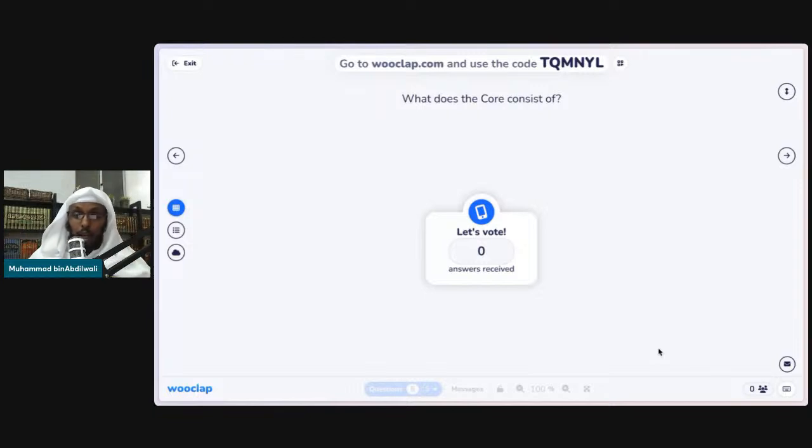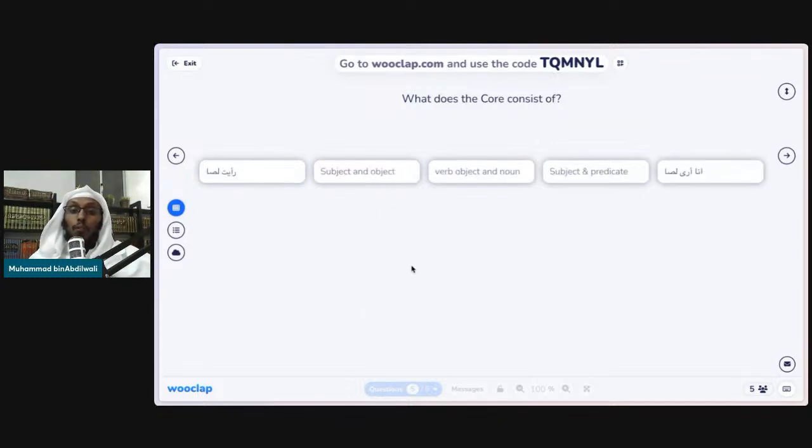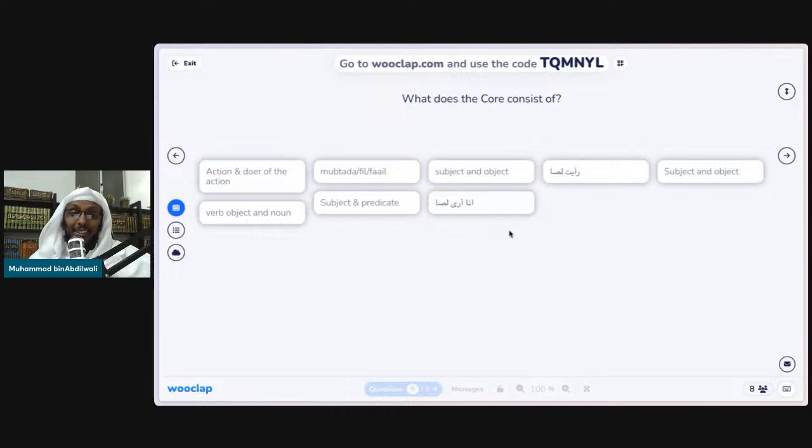Okay, now, I think I just gave you the answer a couple of minutes ago. Okay, you're talking about the previous sentence. I'm talking about generally speaking. Generally speaking, it consists of, someone here said subject and object. No, that's incomplete. Someone said verb, object, and noun. What kind of noun? Object is also a noun. You have to be more precise.